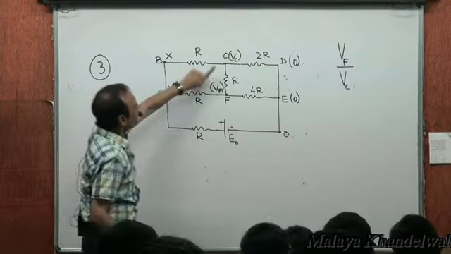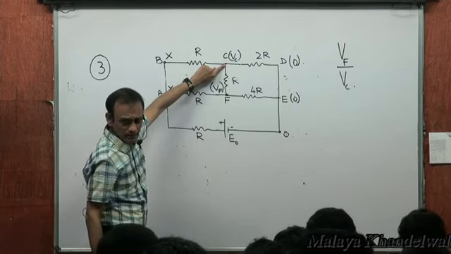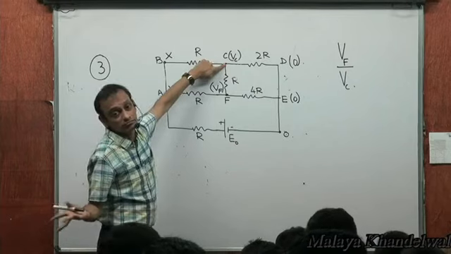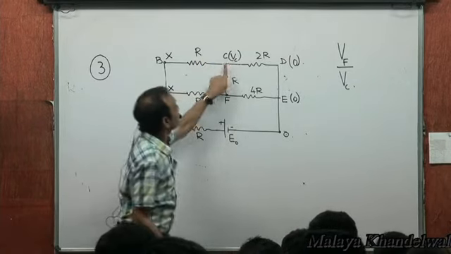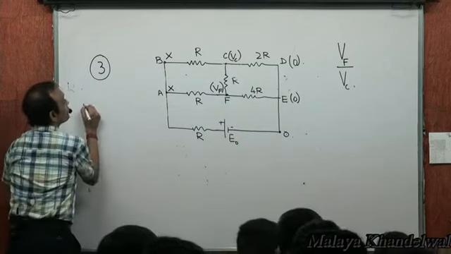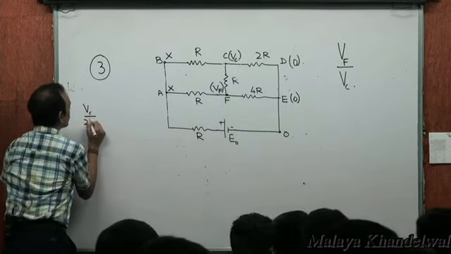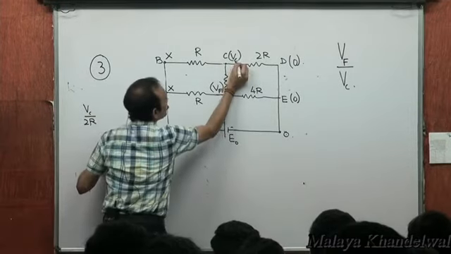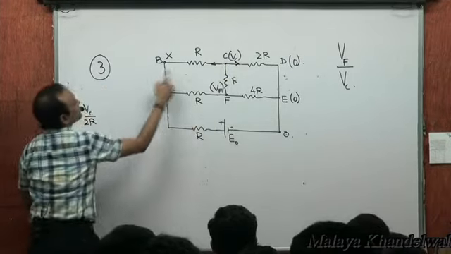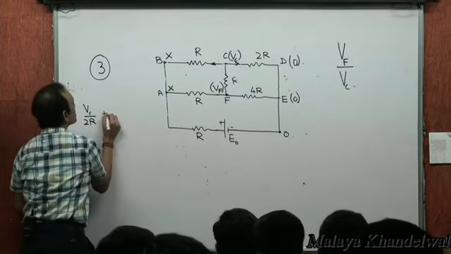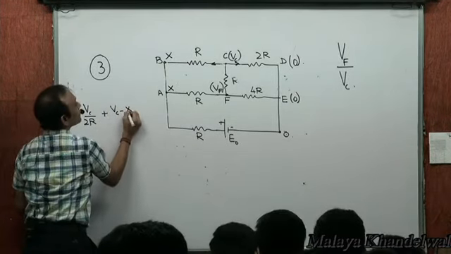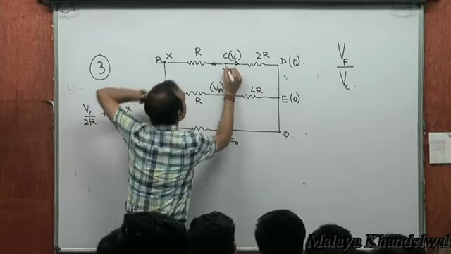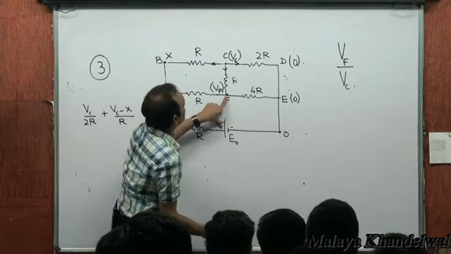Okay. Let me look at this junction C. At C, the algebraic sum of the currents leaving must be 0, right? So the current leaving from C to D is going to be (Vc minus 0) by 2R. Yes or no? The algebraic current flowing in this direction would be (Vc minus X) divided by R. The current flowing in this direction is (Vc minus Vf) by R.